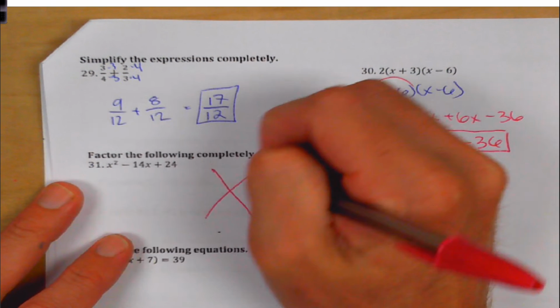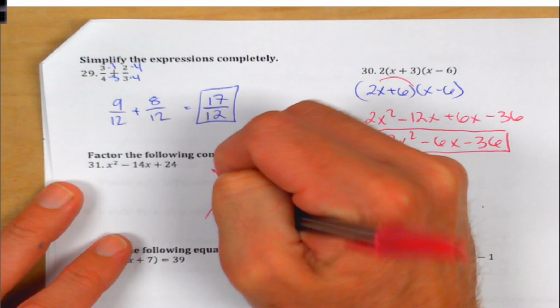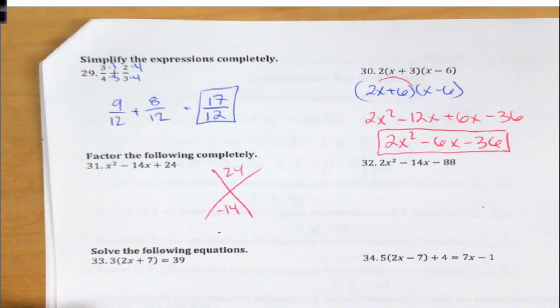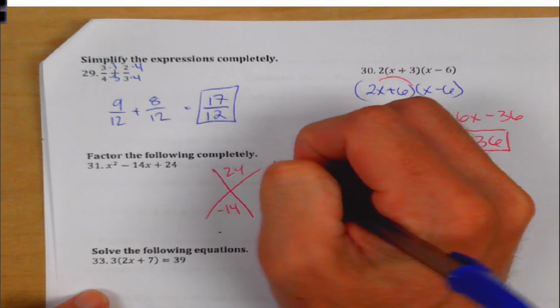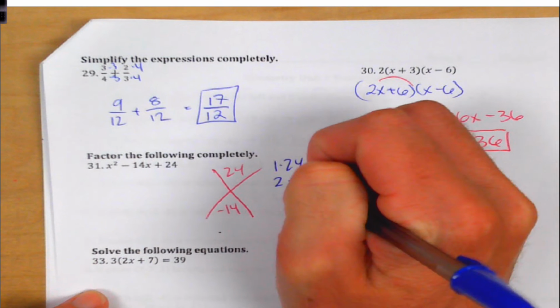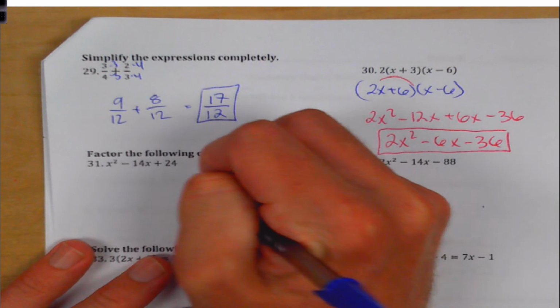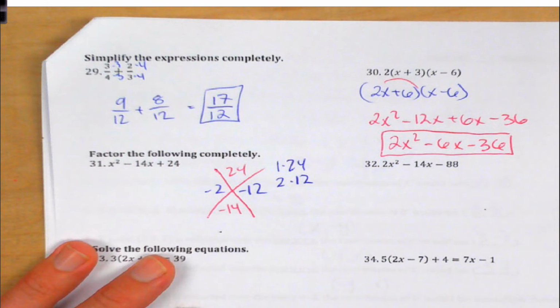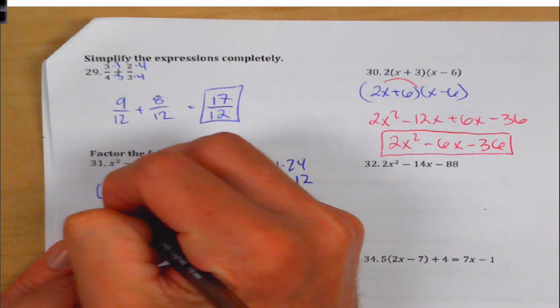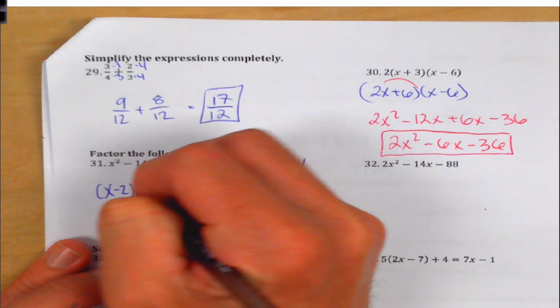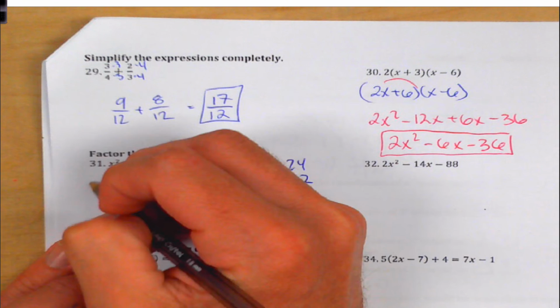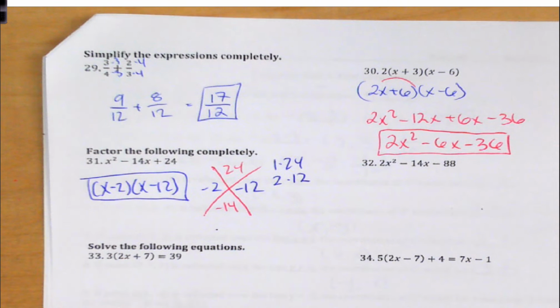Factor x squared minus 14x plus 24. So I want to list out the factors that will make that work. I have 1 and 24, 2 and 12. I see 2 and 12 makes 14. So I'm just going to do a negative 2 and a negative 12 because those will multiply to a positive 24. So we get x minus 2 and x minus 12.